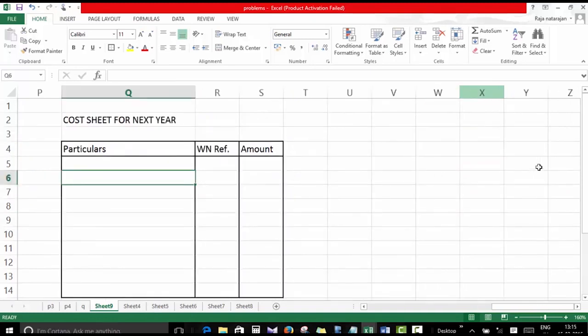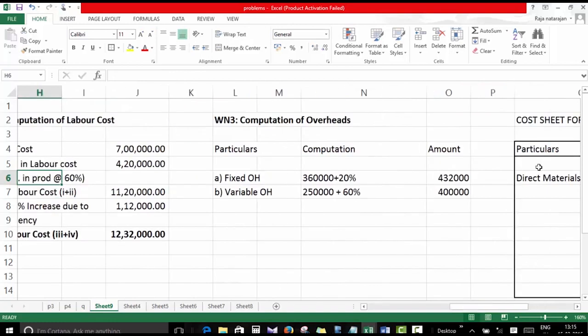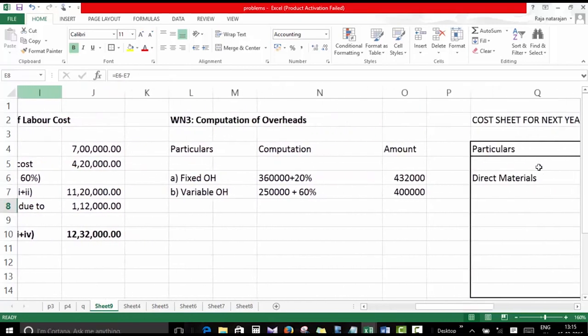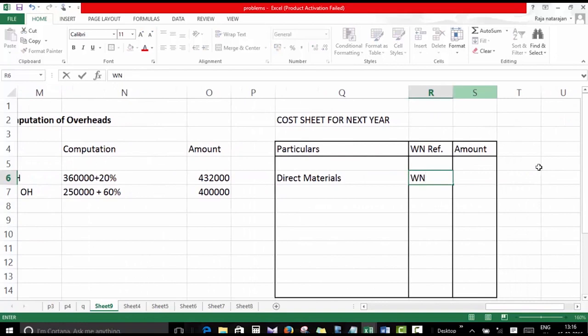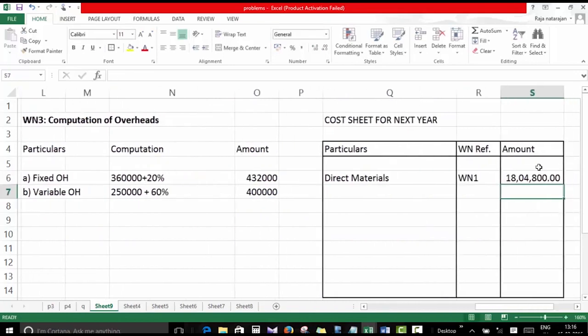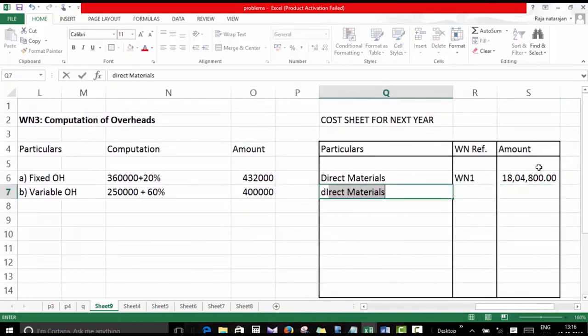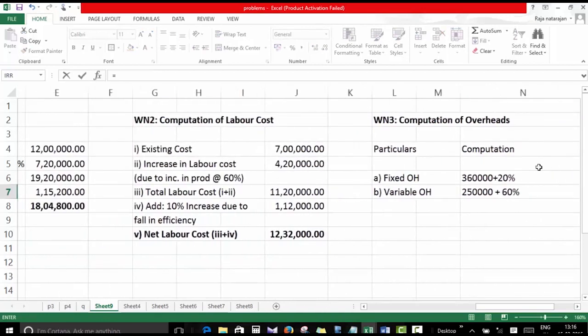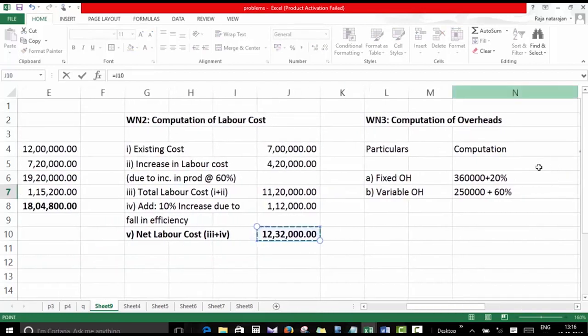So the structure is ready. Let's capture one by one. The first one is direct materials. Let's go back to our working note 1, and we'll give a working note reference as well. We have to pick up from working note 1 the amount, which is 18 lakh 4,800. Then direct labor, I believe it is working note 2. Working note 2, direct labor is 12,32,000.